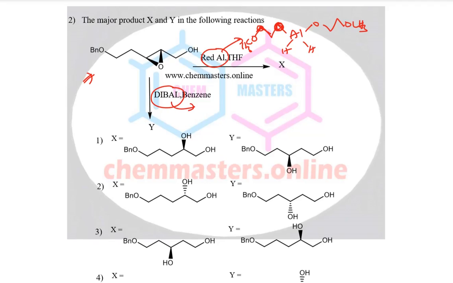Now just try to check the structure of DIBAL. So DIBAL contains only one hydrogen. Okay, so diisobutyl aluminum hydride is considered as DIBAL. It has only one hydrogen, which can be cleaved as H minus. Okay, right. Now try to check the mechanism involved in reduction with DIBAL. Okay, so how the reduction or epoxide opening takes place with red aluminum.